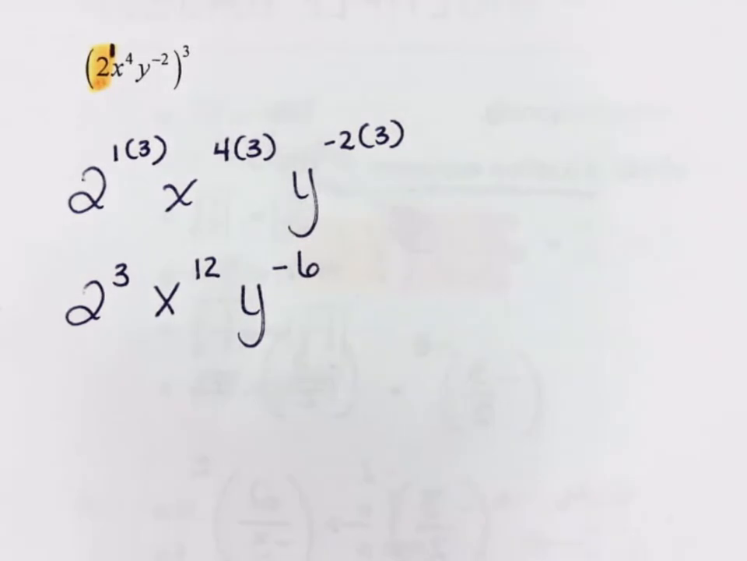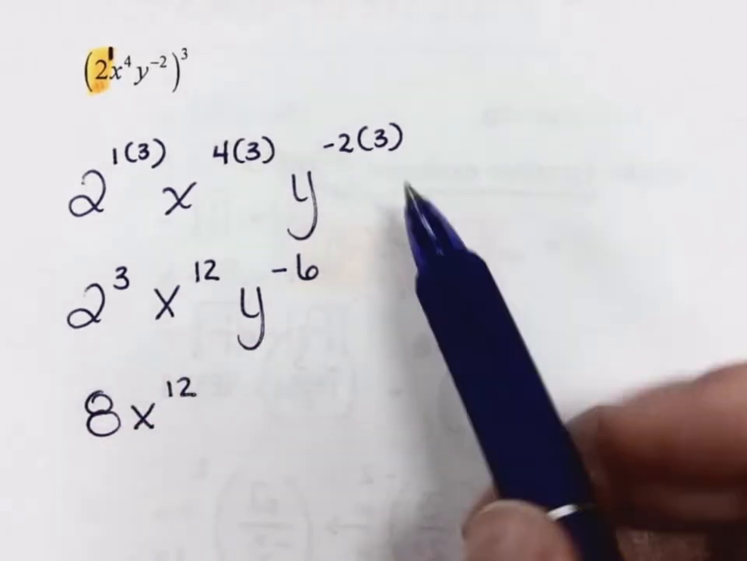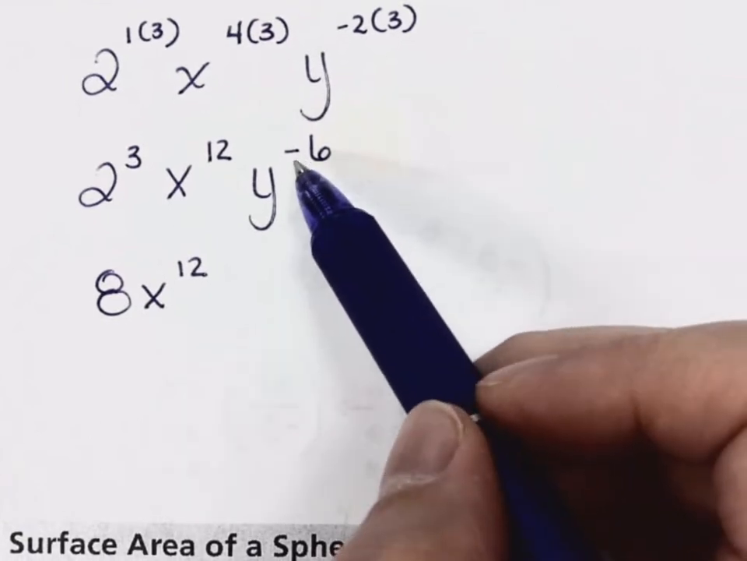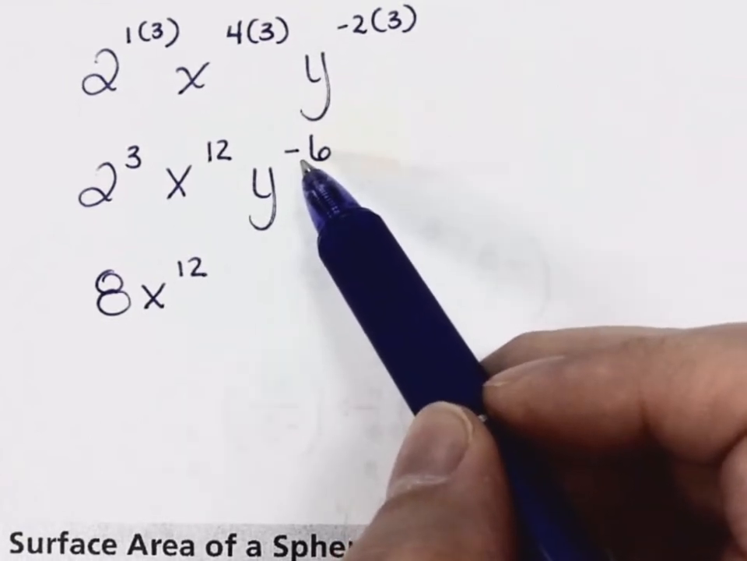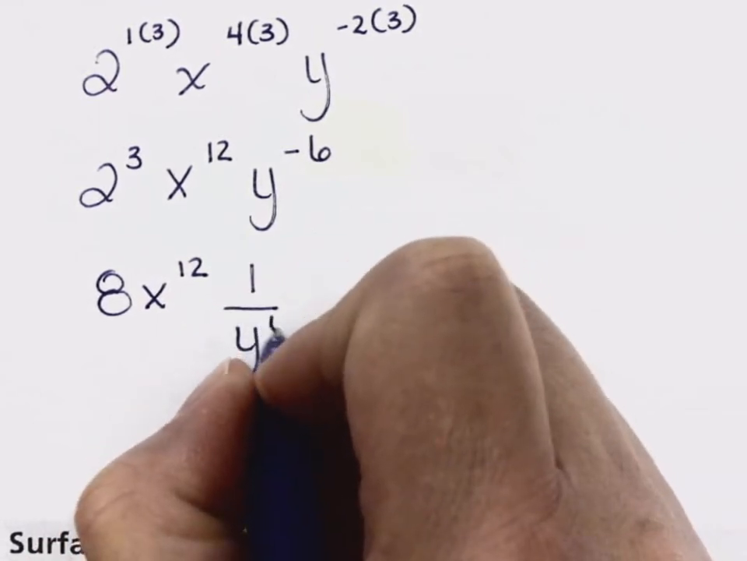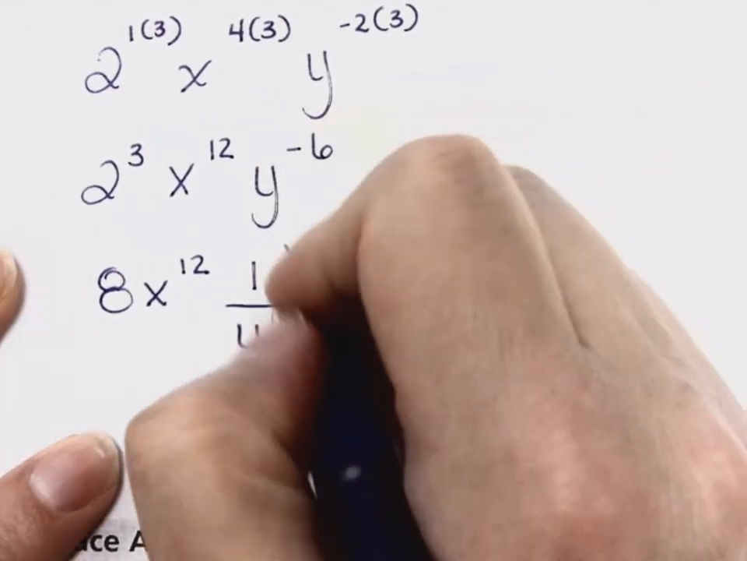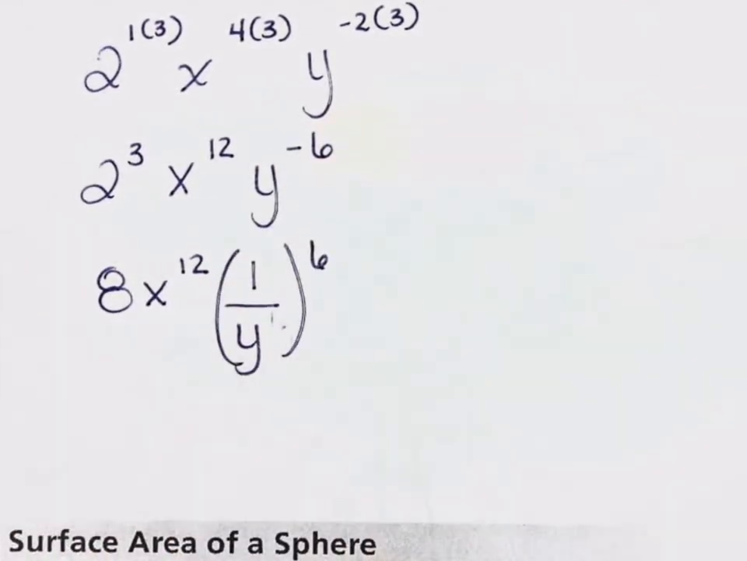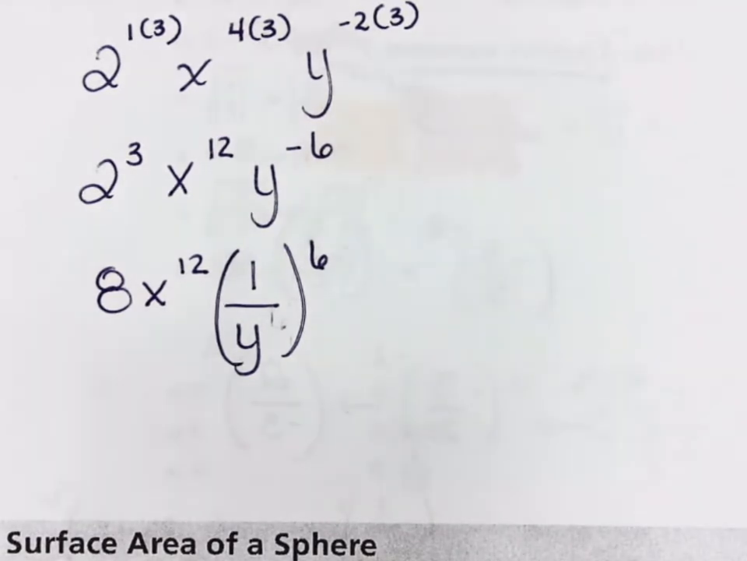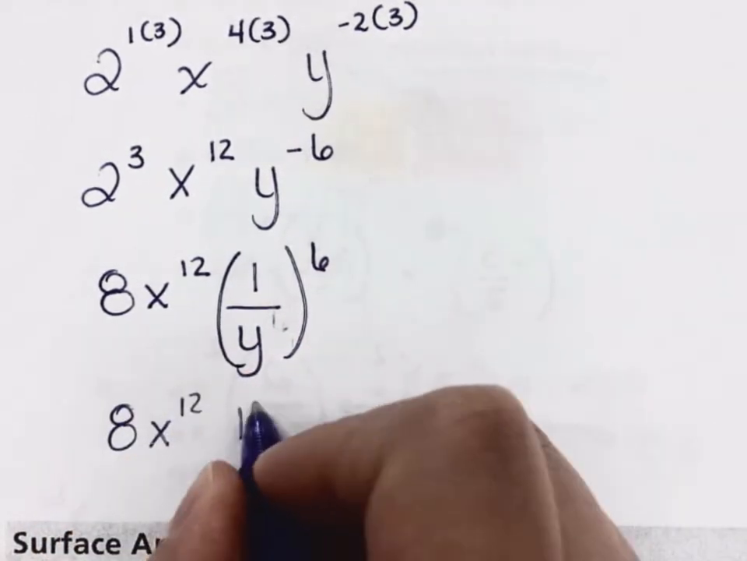So we're going to evaluate that coefficient. 2 to the exponent 3 is 8. X to the exponent 12. We want to write it as a positive exponent. So what's going to happen here? This is going to be 1 over y to the exponent 6. Let me write it like this, because the negative exponent tells us to flip that base. And then we'd have 8 x to the exponent 12, 1 to the exponent 6.